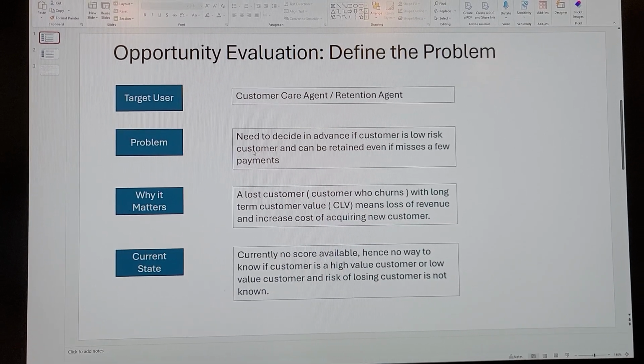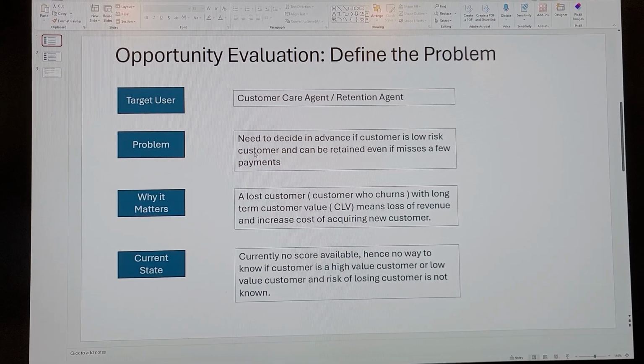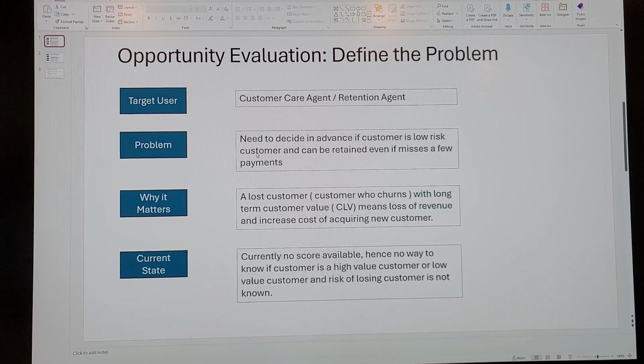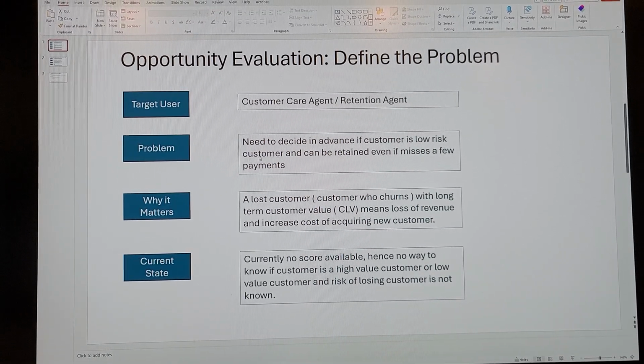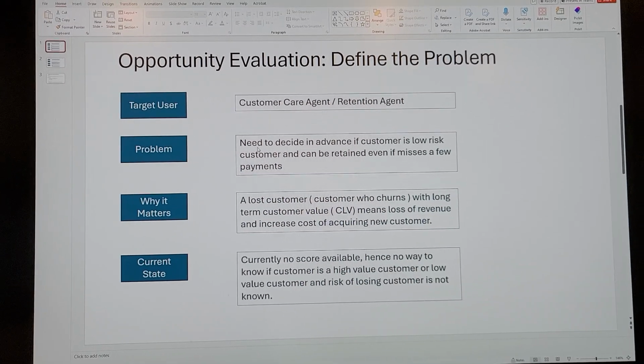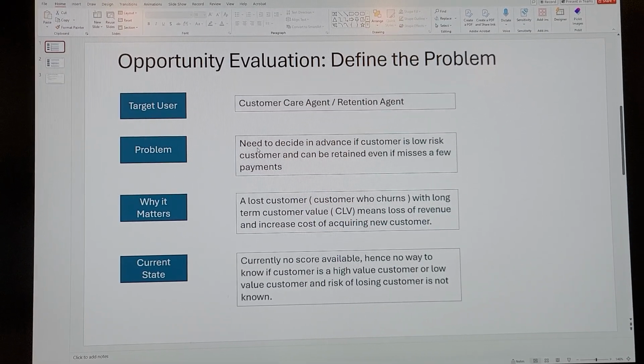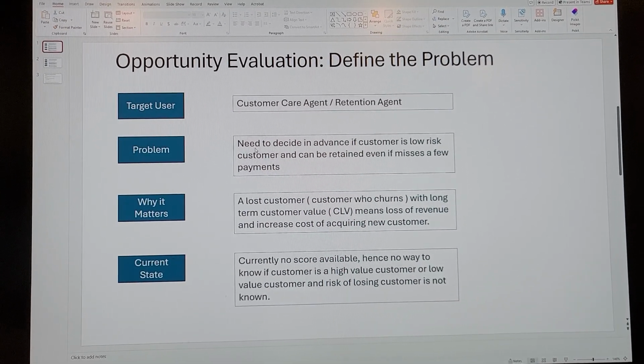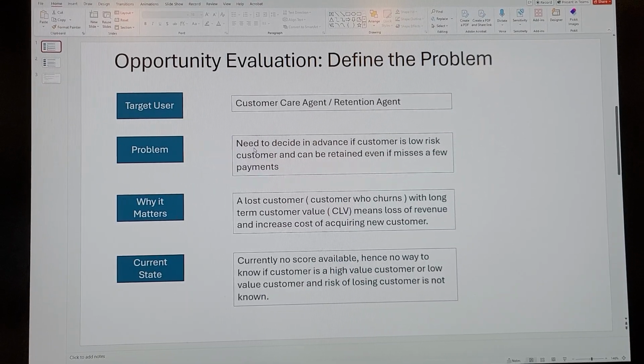The problem statement here is to provide the ability for the agent to know in advance if a customer is a low risk customer and can be retained, even if a customer misses a few payments. So essentially provide a score.